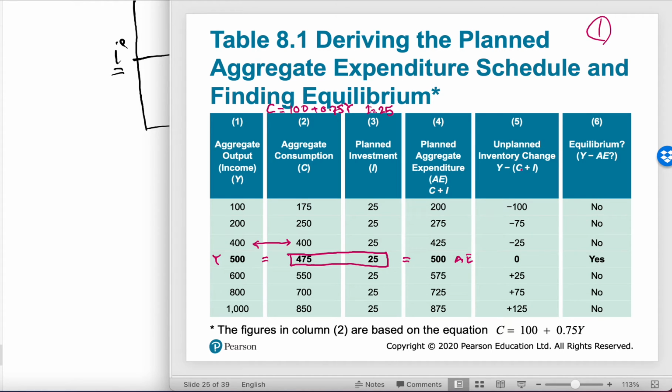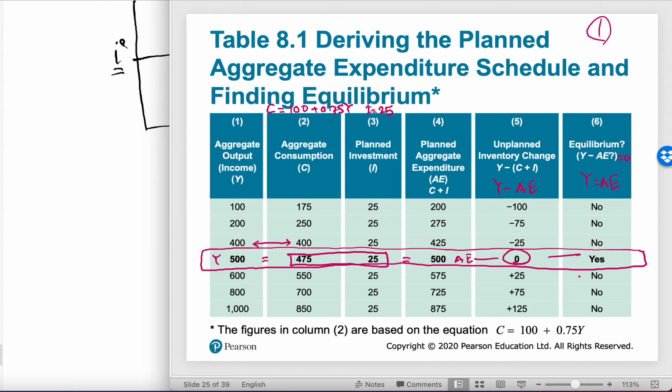So column 5 is showing whether there is equilibrium. We take Y minus aggregate expenditure. Is it equal? We see that here it is unequal. Here it is negative, negative, 0. Once it's 0, we have equilibrium. It means that Y is equal to aggregate expenditure. So the equilibrium level is at income equal to 500. All expenditure together, C plus I, is going to be exactly equal to this.